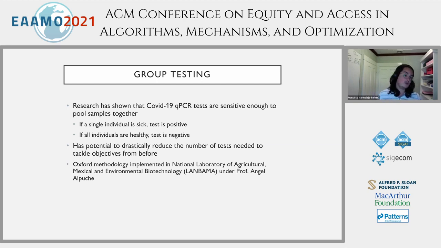And in the group test, what does this mean? If the result is positive, this means that at least one individual is sick. And if it's negative, then it means all the individuals in this group are healthy. And this is the potential to drastically reduce the number of tests that we need to tackle these objectives from before. And as a part of the interdisciplinary nature of this work, we've actually helped facilitate knowledge transfer of specific group testing techniques from Oxford to the Lambama laboratory at the EPC, National Laboratory for Agricultural and Environmental Biotechnology.